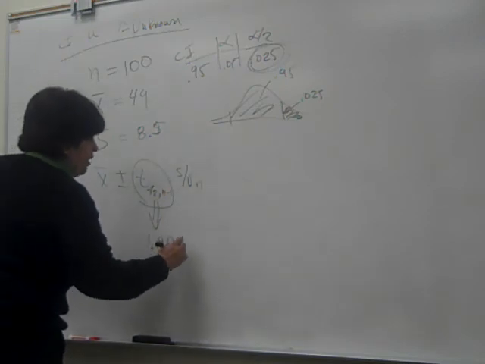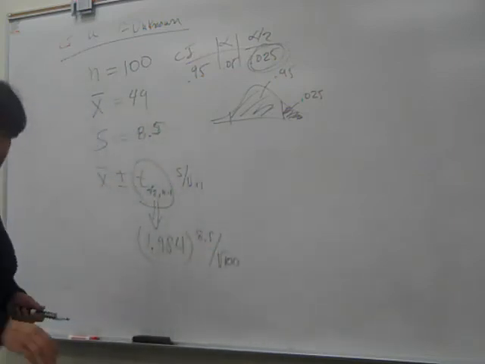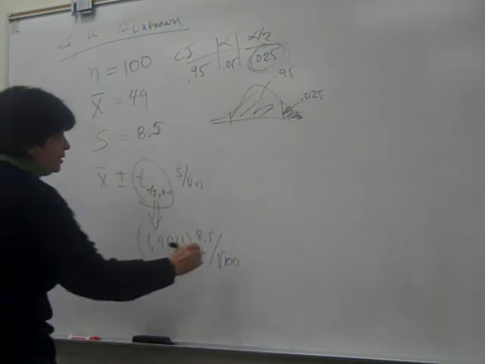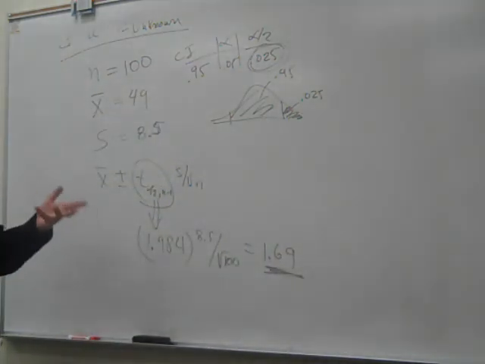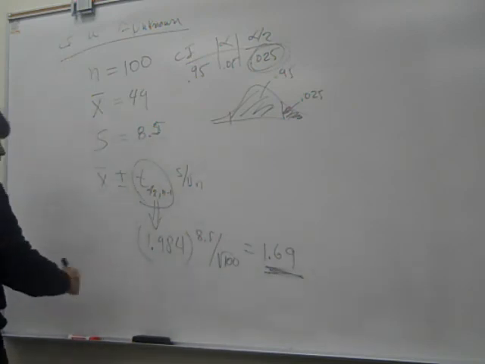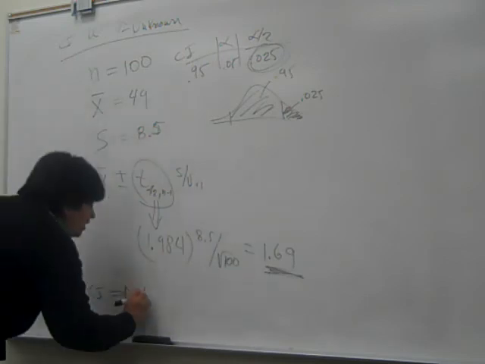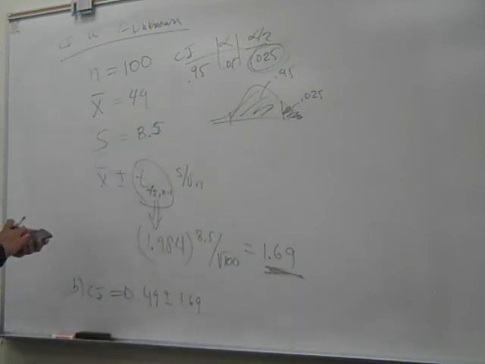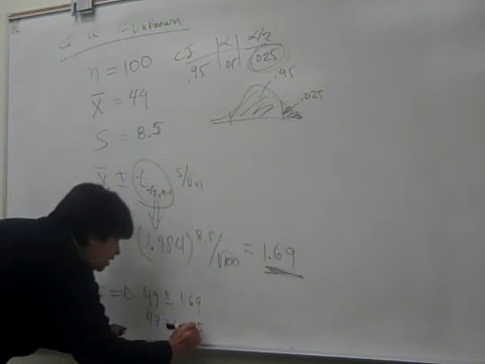So this is the margin of error: t times s, 8.5, divided by the square root of 100, and that is equal to 1.984 times 0.85, which is 1.69. So my margin of error in this case is 1.69, such that my confidence interval, that is the B part, is going to be 49 plus or minus 1.69, and that is 47.31 until 50.69.